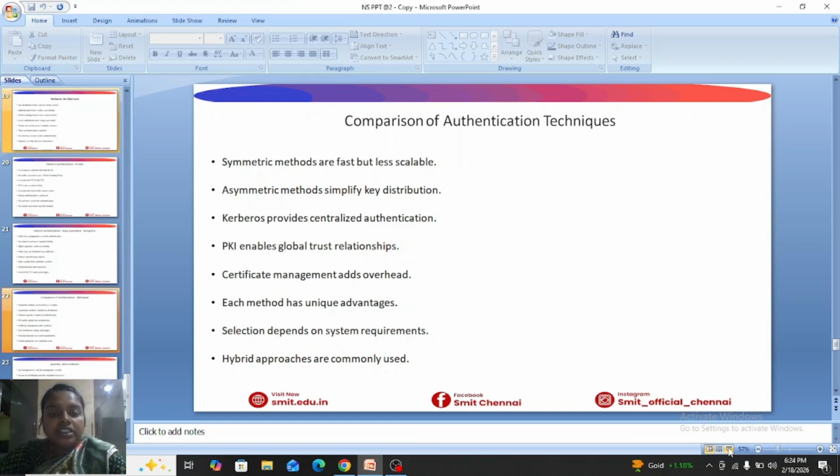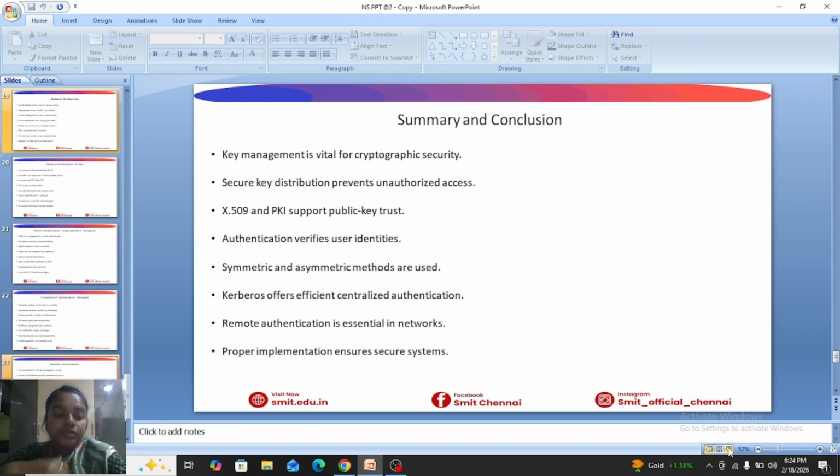Comparison of authentication techniques. Symmetric methods are fast but less scalable. Asymmetric methods simplify key distribution. Kerberos provides centralized authentication. PKI enables global trust relationships. Certificate management adds overhead. Each method has unique advantages. Selection depends on system requirements. Hybrid approaches are commonly used.